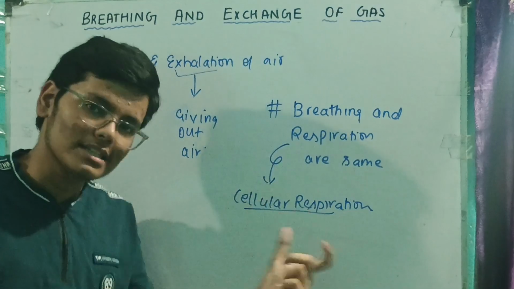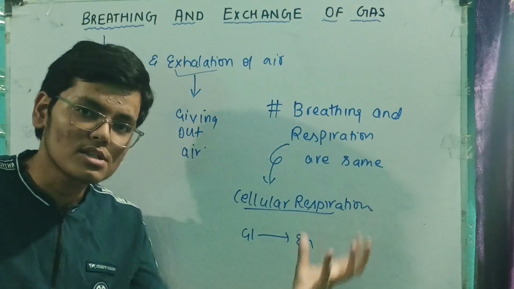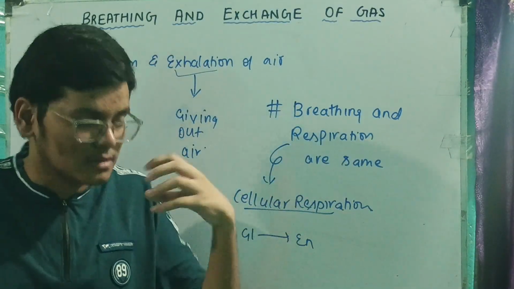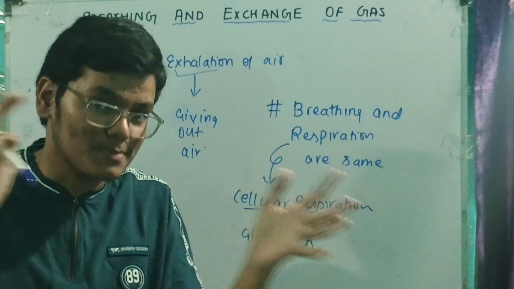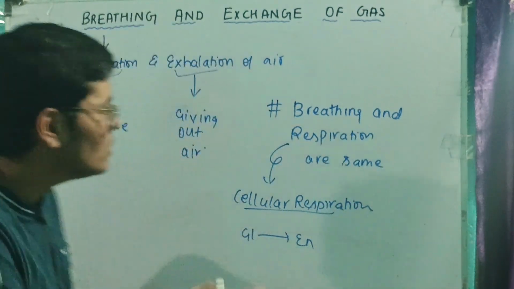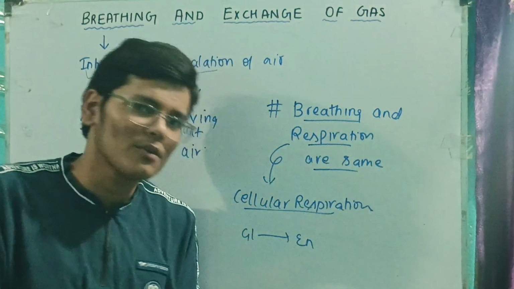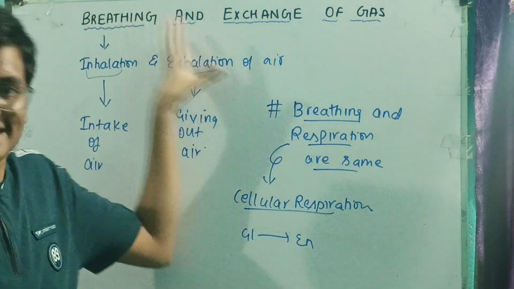Cellular respiration is nothing but the conversion of glucose to energy. This is known as cellular respiration, and the whole process, from the intake of air to cellular respiration, is called respiration in total. In our book they have given that breathing and respiration are the same, so we can call it, in layman's terms, respiration.